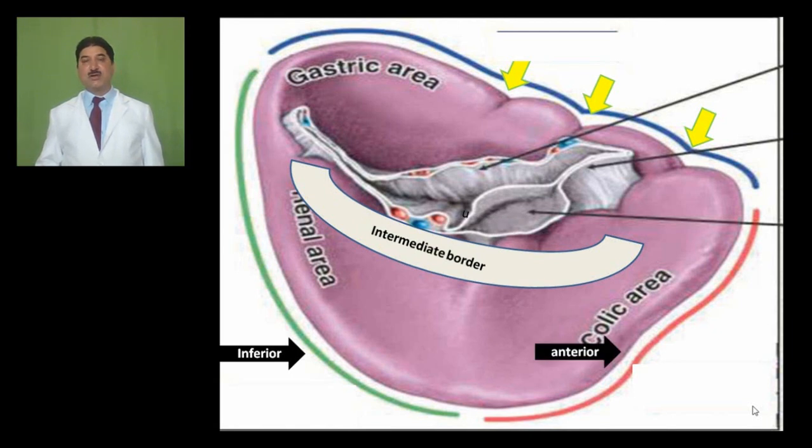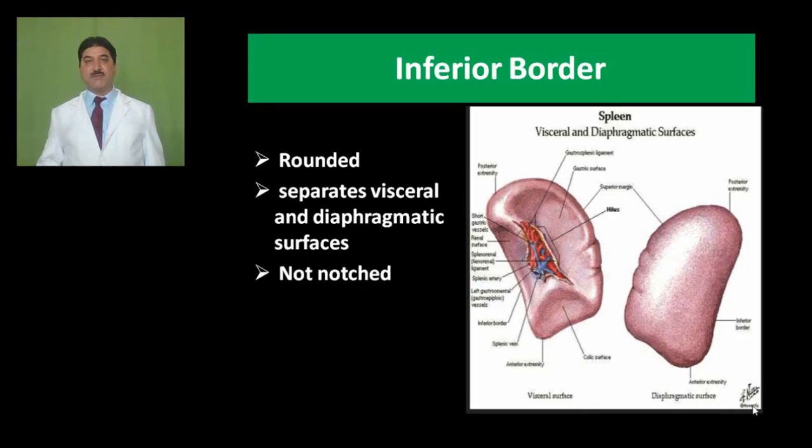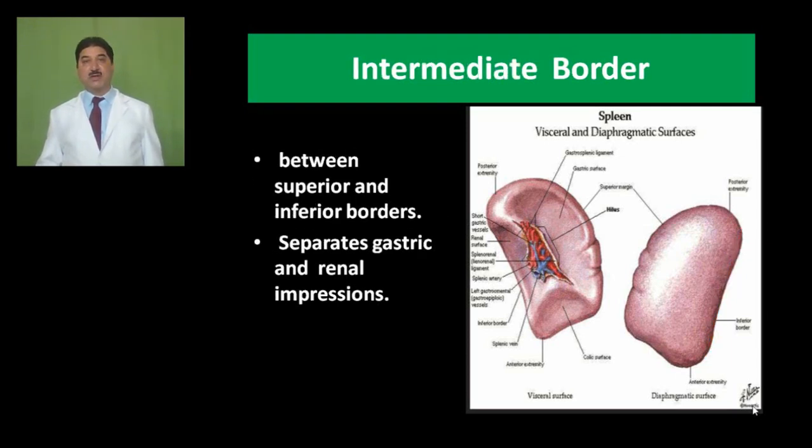Anterior end of the spleen is also called the anterior border. It is regarded as a border by some authorities. Inferior border of the spleen is rounded. It separates the visceral and diaphragmatic surfaces of the spleen. It is not notched. This is how we differentiate it from the superior border.